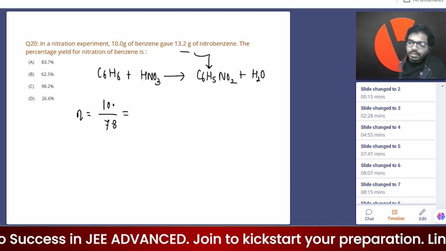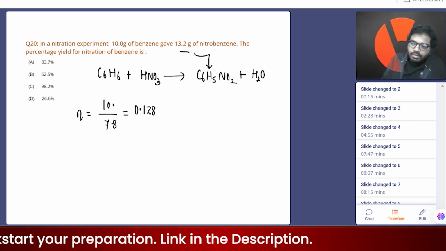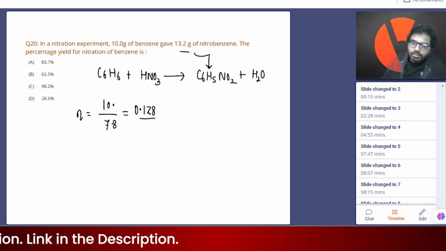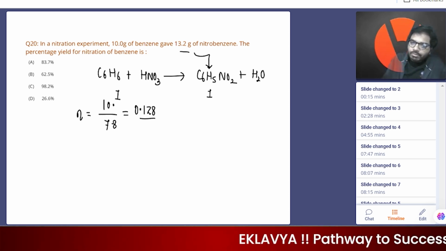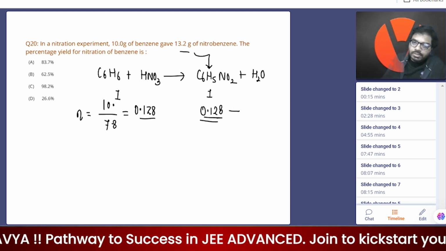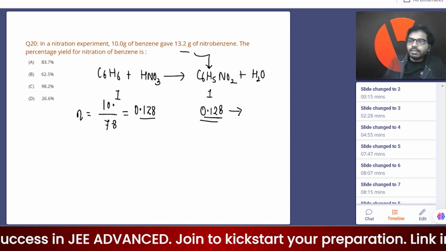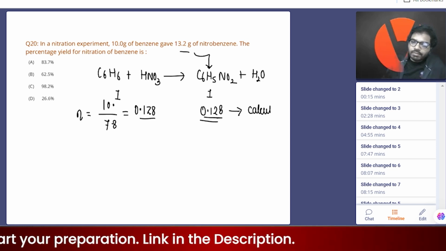So what we will do next here, this will form almost 0.128. Okay, this is the number of moles. As we check stoichiometry, by 1 mole of benzene, 1 mole of nitrobenzene is forming. So the number of moles formed should be 0.128. This one is what we have actually calculated.